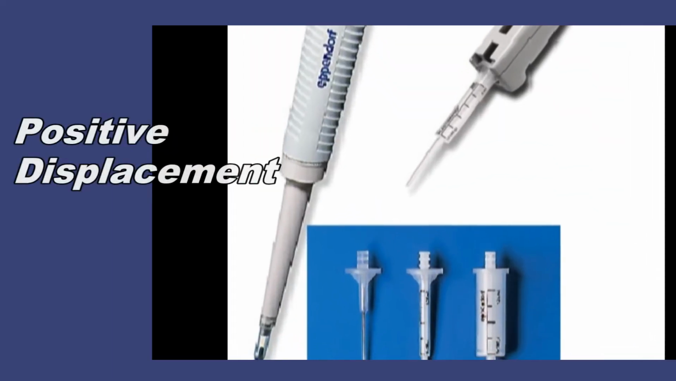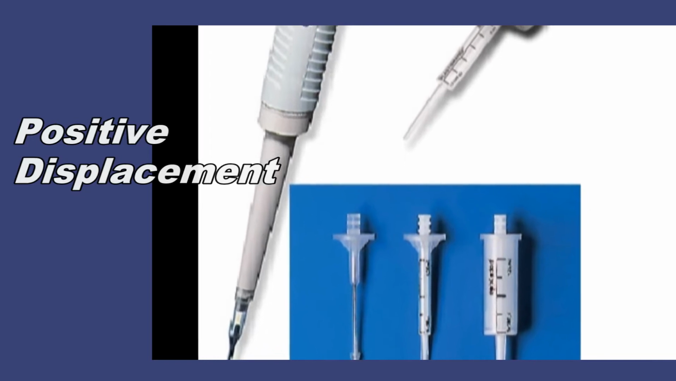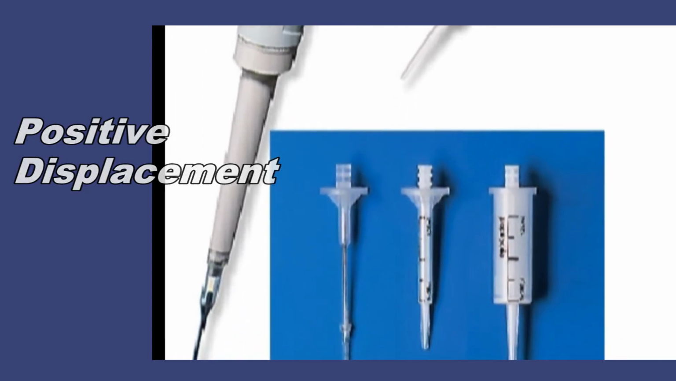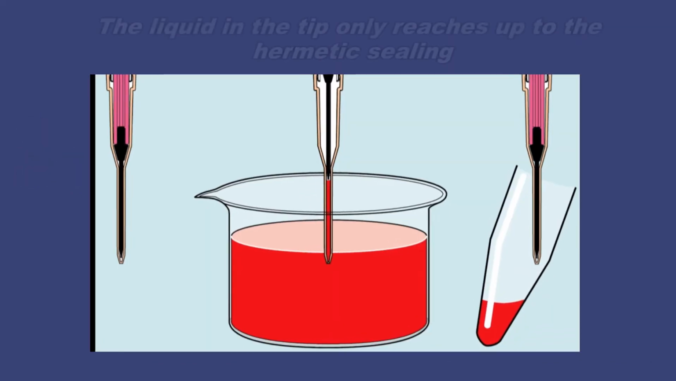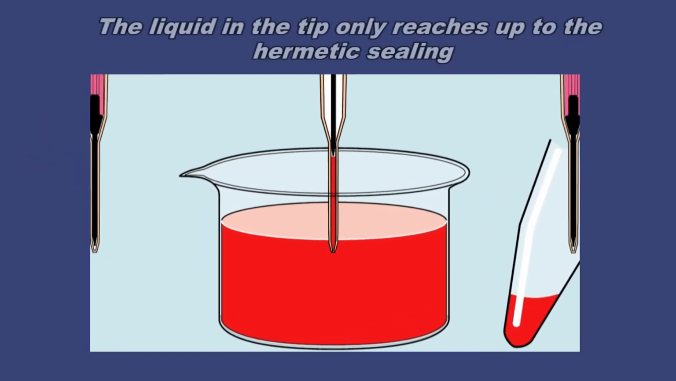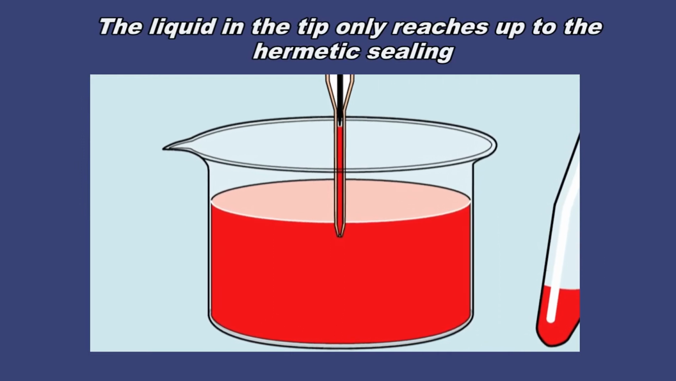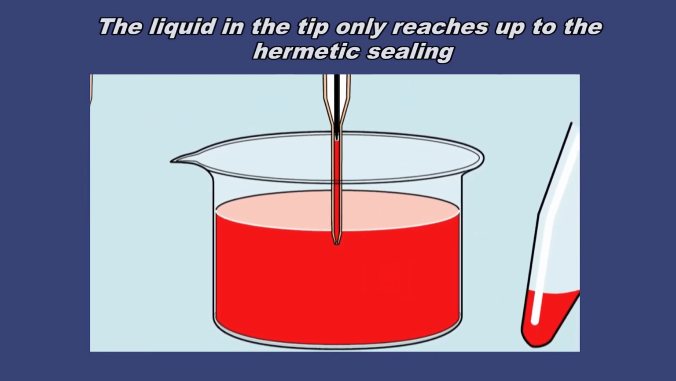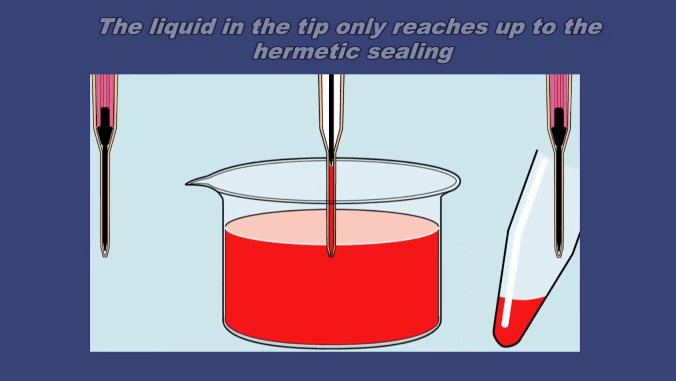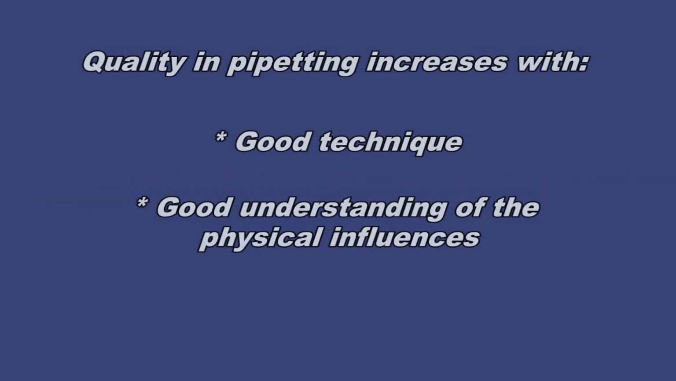Positive displacement pipettes have a tip with an integrated piston coupled to the piston rod during pipetting. The liquid in the tip only reaches up to the hermetic sealing lip. The accuracy in dispensing depends greatly on the disposable plastic tip, and it is not affected by physical influences. The quality in pipetting depends on a good technique and understanding the physical influences.